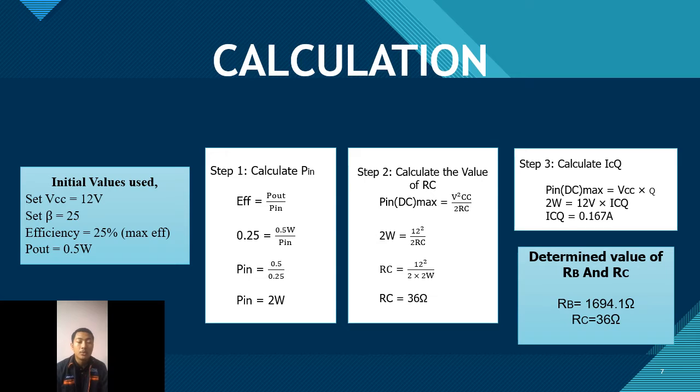For step 2 we need to find RC. The formula is we need to use P in max equal to VCC squared per 2 RC. For RC the value is 36 ohms. Okay, next step we need to calculate ICQ. We use the formula P in max equal to VCC times ICQ. For ICQ equal to 0.167.